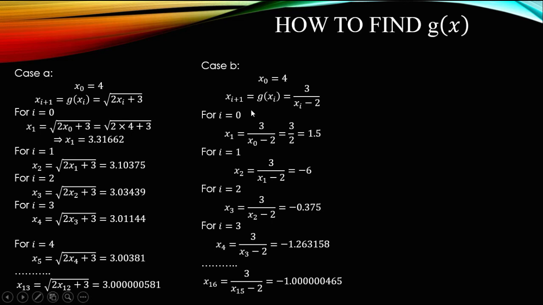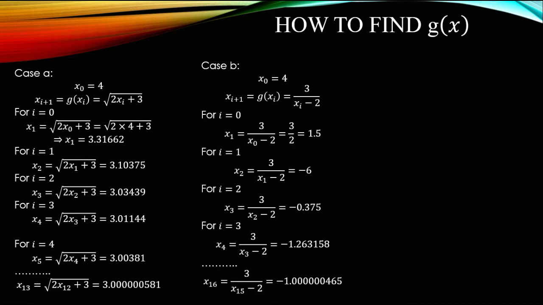The student who has found the system generating function in case B for the approximate solution, if he starts with i is equal to 0, in the first iteration he will get 1.5. For i is equal to 1, he will get minus 6. For i is equal to 2, he will get minus 0.375, and so on. At the 16th iteration, he will get another approximate root of the equation, which is also near to the other root of the equation.